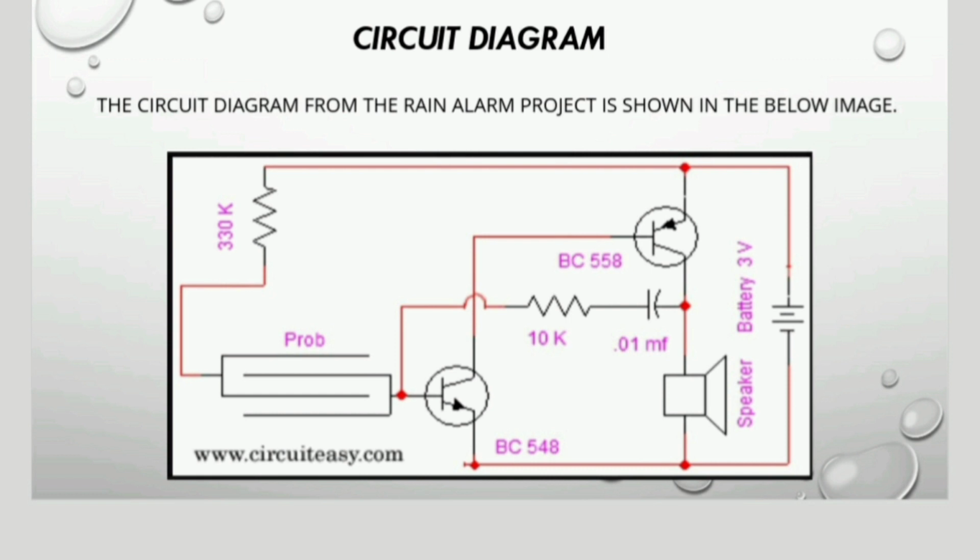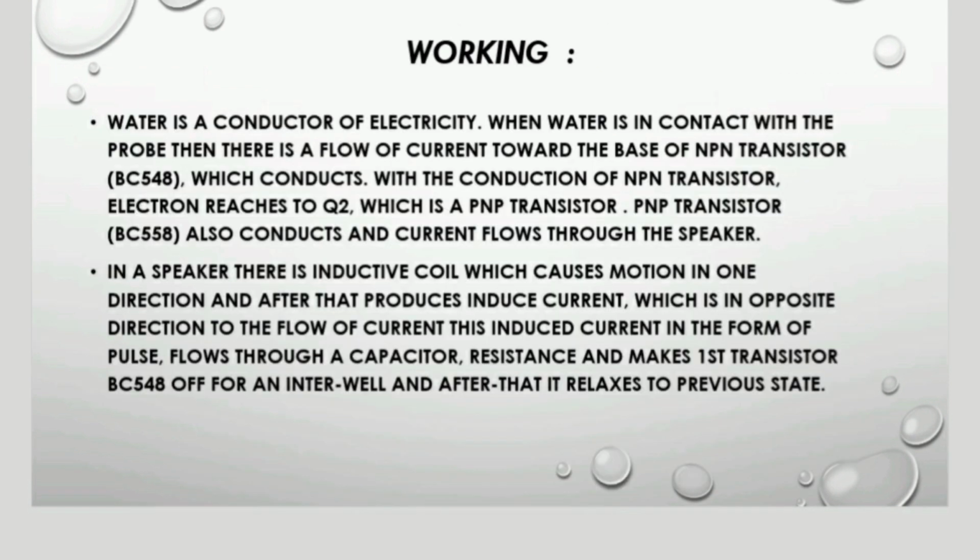We connect a 330 kilo ohm resistor to the probe, and a 10 kilo ohm resistor and 0.01 microfarad capacitor connect to each other. BC548 is an NPN type transistor and BC558 is a PNP type transistor. Connect a 3 volt battery source. It's a DC power supply.